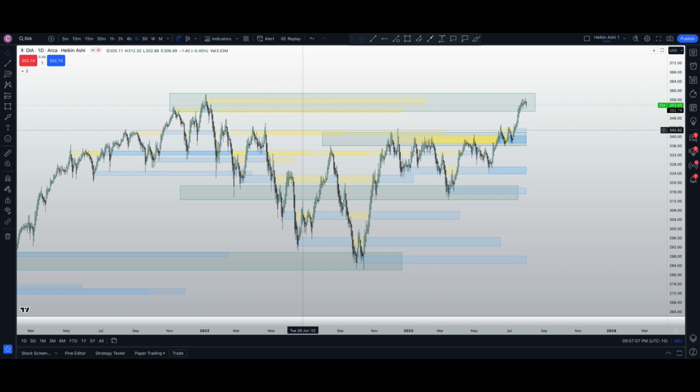What I'm using it for is to test my own work. Do the zones that I've drawn match up to this intelligently designed algorithmic indicator here? And yes, they do. You can see we have a blue zone right here that's starting to line up.